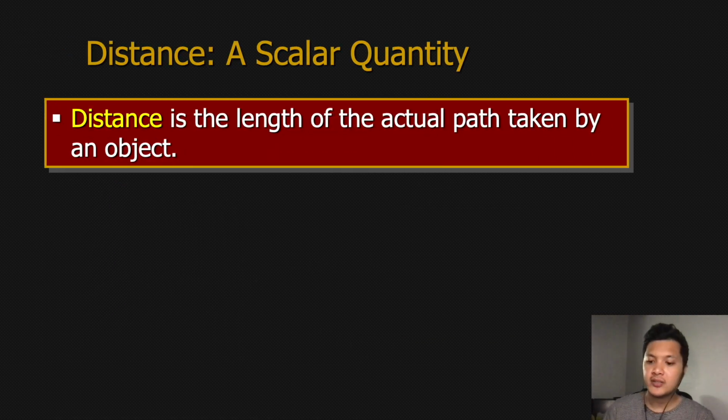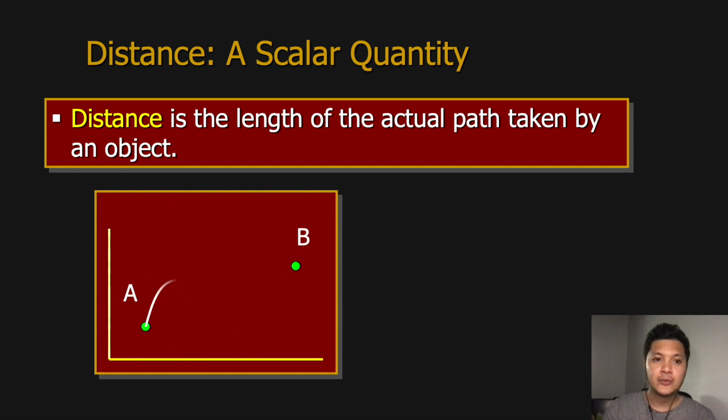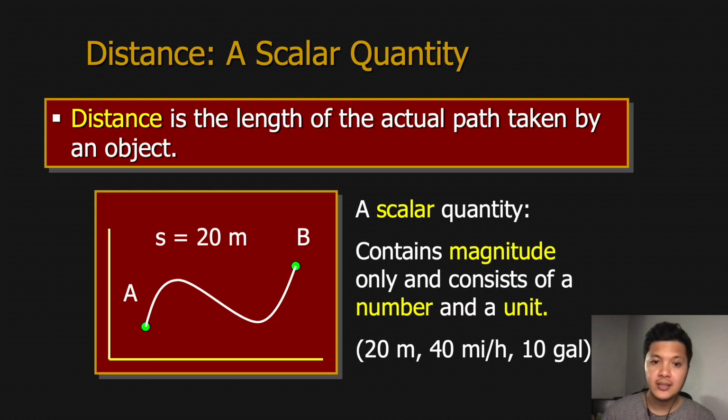Before we proceed to our discussion on vectors, let's first define what a scalar quantity is. A scalar quantity is a quantity that contains magnitude only, and it consists of a number and a unit. For example, here in the figure, this represents a distance. A distance is the length of the actual path taken by an object. So this is an example of a scalar quantity.